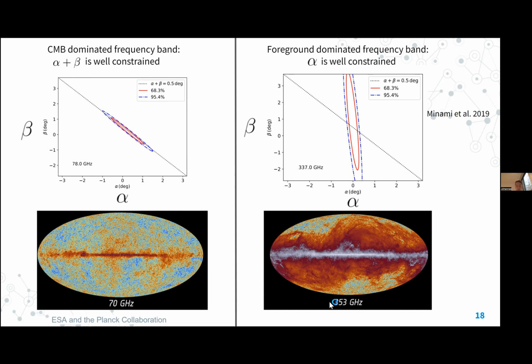But on the other hand, if you look at frequencies where there's a lot of dust contamination, a very, very strong dust signal, and relatively little CMB signal, then you can only constrain alpha pretty well. But if you then combine these two, you can constrain alpha well, and you can constrain alpha plus beta well, so you can also constrain beta. And that is how this analysis works.